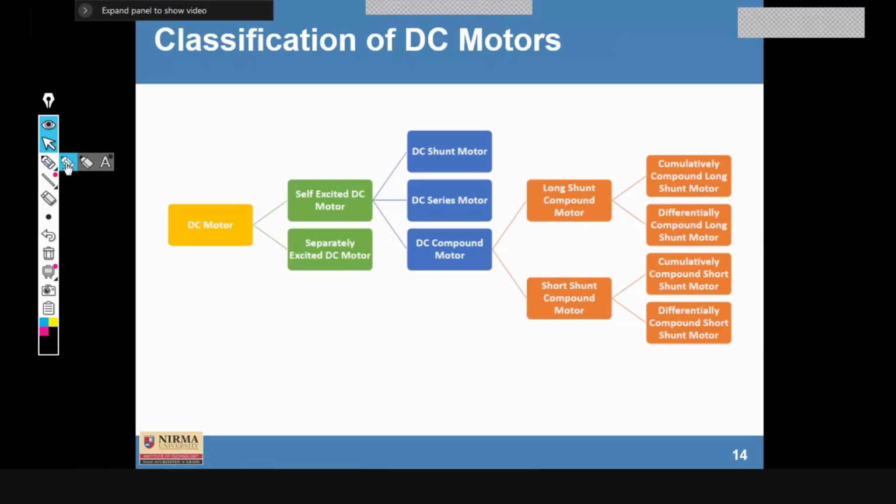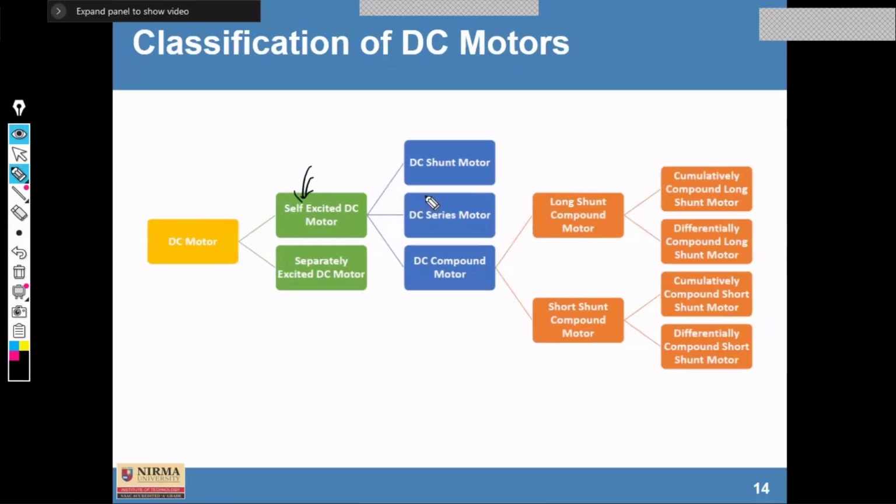Now, classification of motors. Again, self-excited, because the construction is common for the generator as well as the motor. The classification will be based on the connections of the series field winding or parallel field winding with the armature winding. Clear. So again, it is DC shunt motor, series motor, and compound motor, long shunt compound and short shunt compound motor. So these are the various classifications of DC generators and motors.